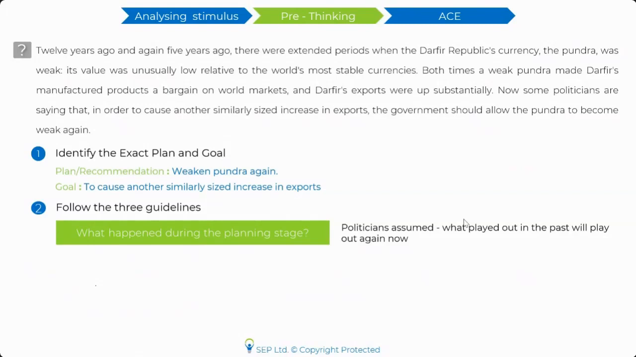Again, follow the thought. Nothing is given to you about the planning in the past, right? Nothing is given why that plan was made. So you might think, how do we think about what happened during the planning stage? Well, think about what is happening now. What is happening now when the politicians are recommending? Now when the politicians are recommending, what are they thinking? Well, they are thinking that what happened twice in the past will happen again. Is this clear to all of you?